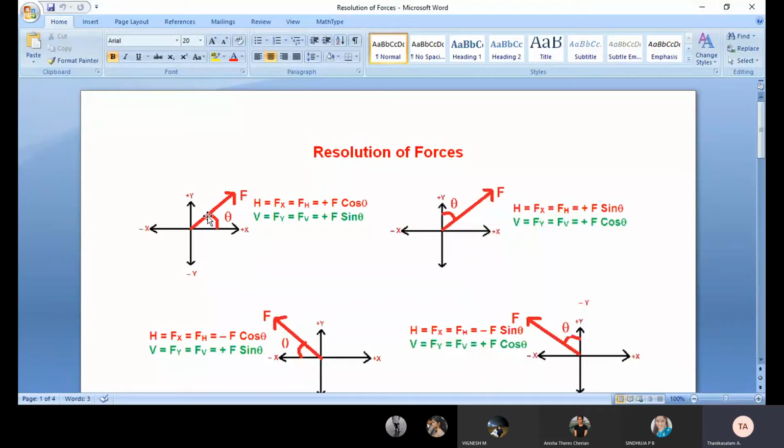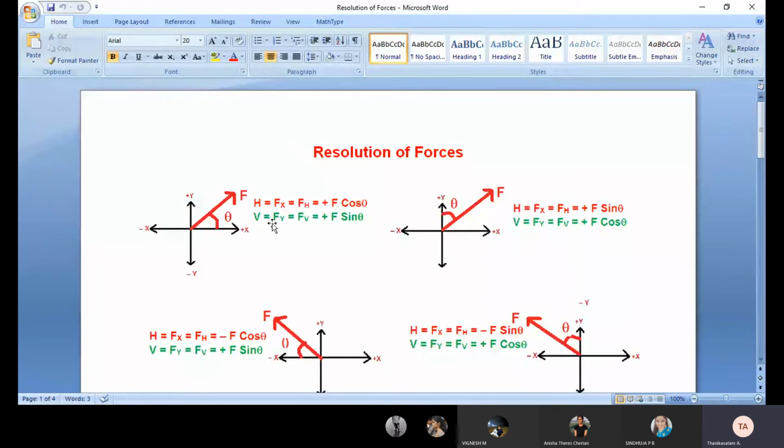See here, last class I discussed, once again I am repeating here. This force is lying in the first quadrant with respect to the x-axis. Therefore, the horizontal component Fh or Fx equals F cos theta. The vertical component Fv or Fy equals F sin theta. Students, you have to understand: the axis in which theta is lying, that axis has cos. The axis in which theta is not lying has sine. So in the first quadrant, both are plus.